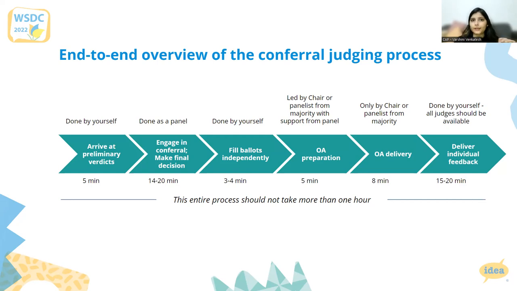We'll go through each of these steps. Third is fill ballots in independently. Fourth is support the chair, or if you are the chair, prepare the OA. Fifth is the chair or whoever the person is that's meant to deliver the OA will deliver the OA. So an OA is an oral adjudication or reason for decision. And finally, all judges will give individual feedback to the team. So on top of each of these little green bits, we've explained whether you do that by yourself or together.